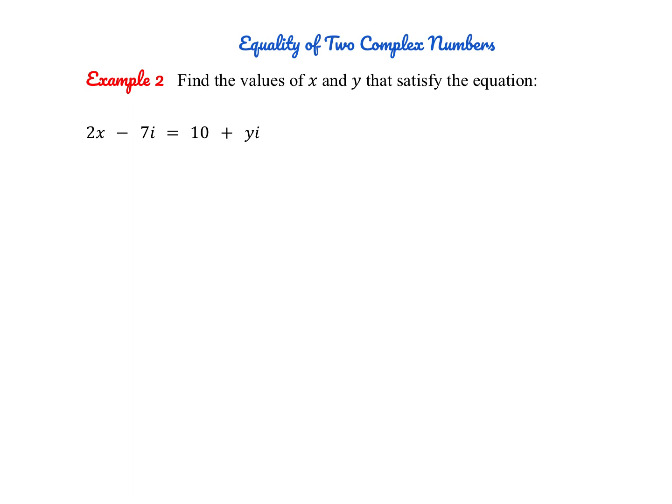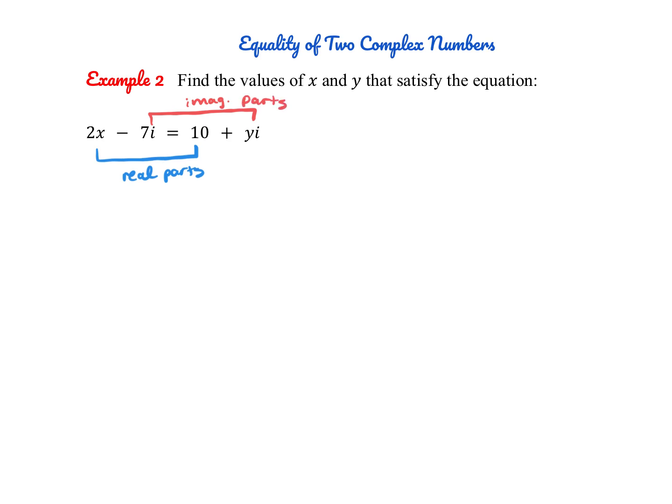All right, let's try this next problem together. So here we have two complex numbers that are equal to each other, but they have variables inside. So you can see we have 2x minus 7i, and we have 10 plus yi. We need to solve for x and y. So using logic, if two complex numbers are equal, then we know that their real parts must be equal, and we know that the imaginary parts must also be equal.